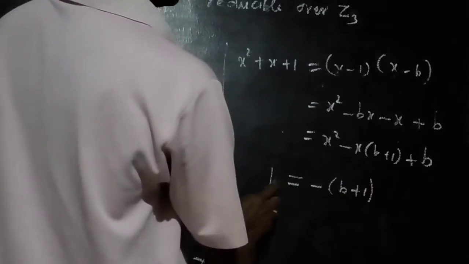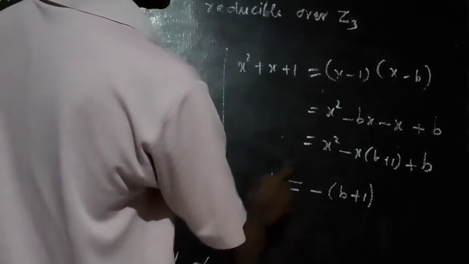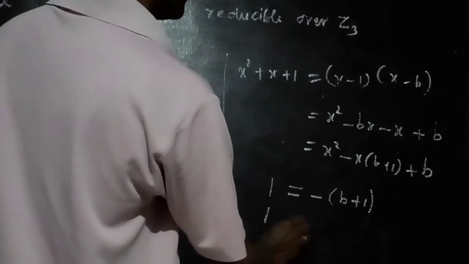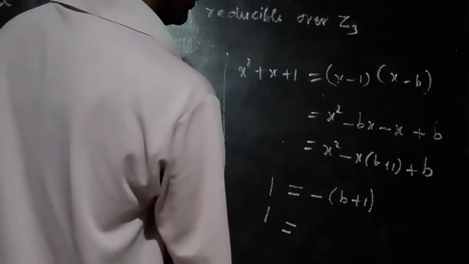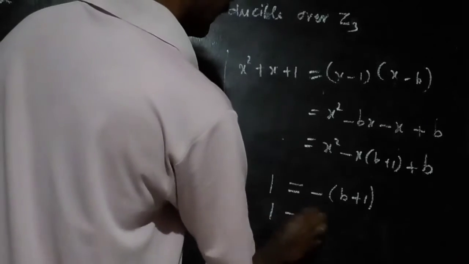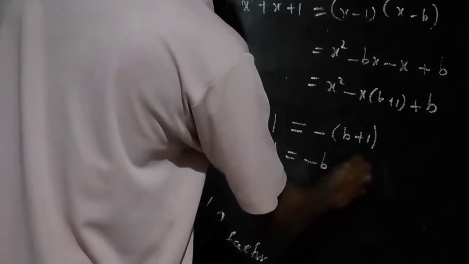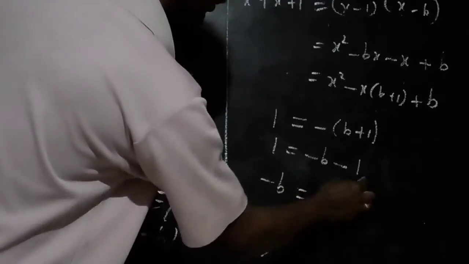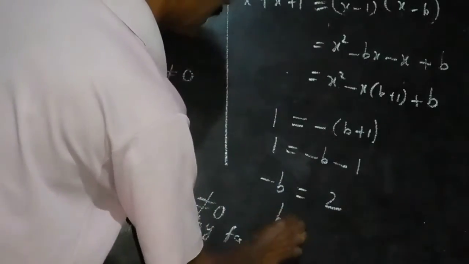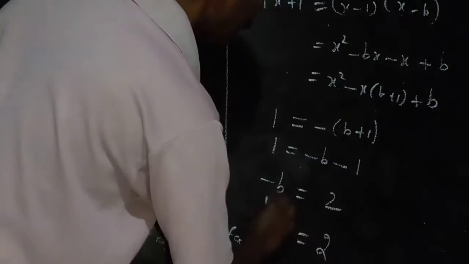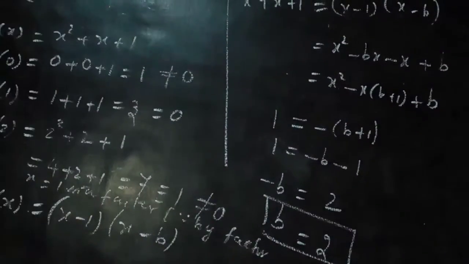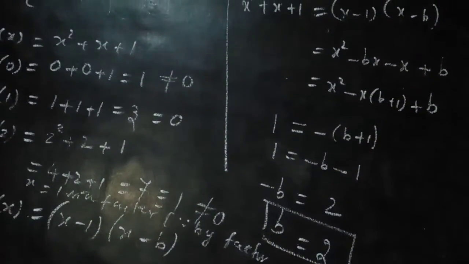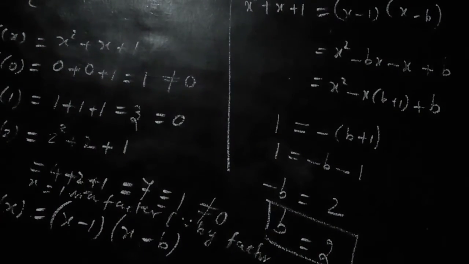Okay, so 1 is equal to minus of b plus 1. So that is 1 is equal to minus b minus 1. So minus b is equal to, when you put this, 2 comes. So b equal to 2. So b is equal to 2.